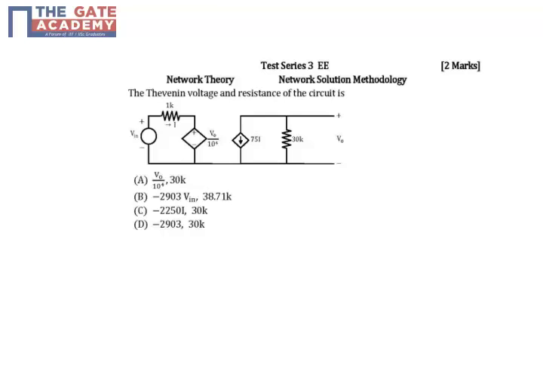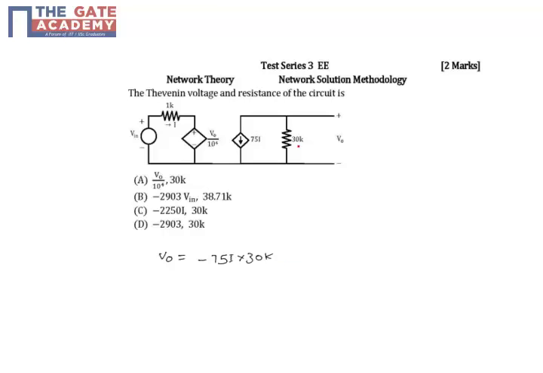In this question, we have to determine the Thevenin's voltage and resistance. Now, V0 is equal to minus 75 I into 30K. And how do we get this?